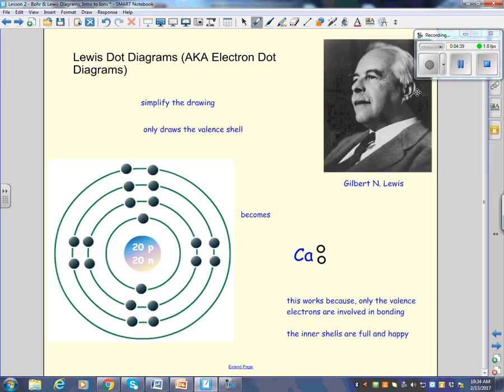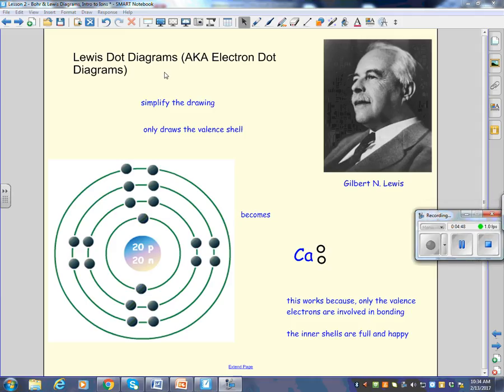Some of you may have seen this in grade 9. They're named after this guy, Gilbert N. Lewis: Lewis dot diagrams, sometimes called electron dot diagrams. They simplify the drawing, and they only draw the valence shell. And when I say the valence shell, what does that mean? The last one, the outer shell.